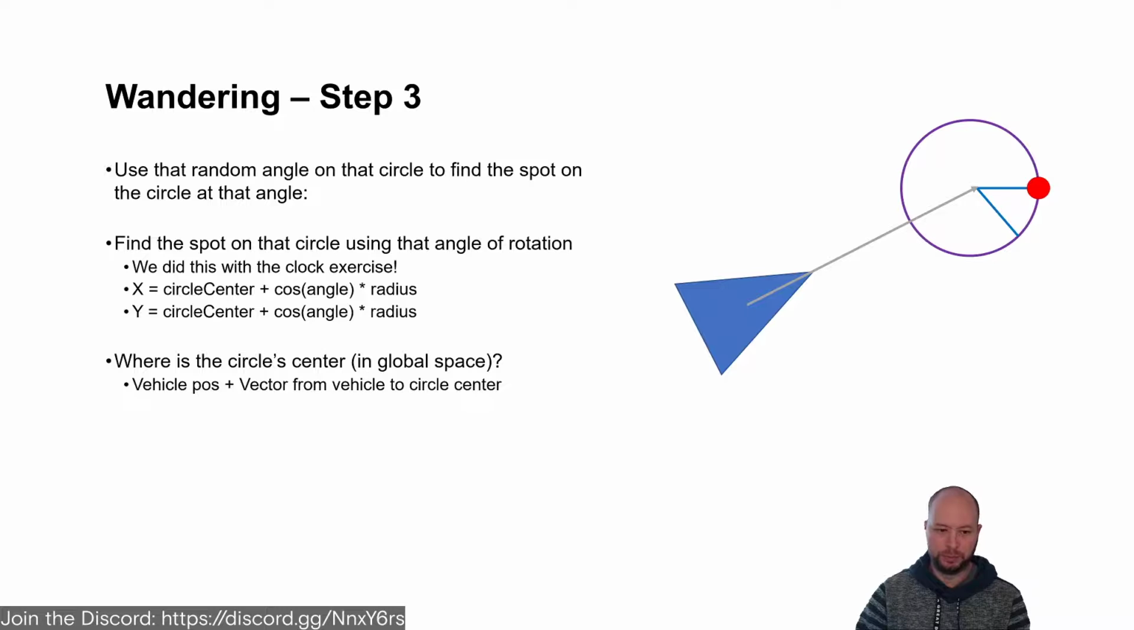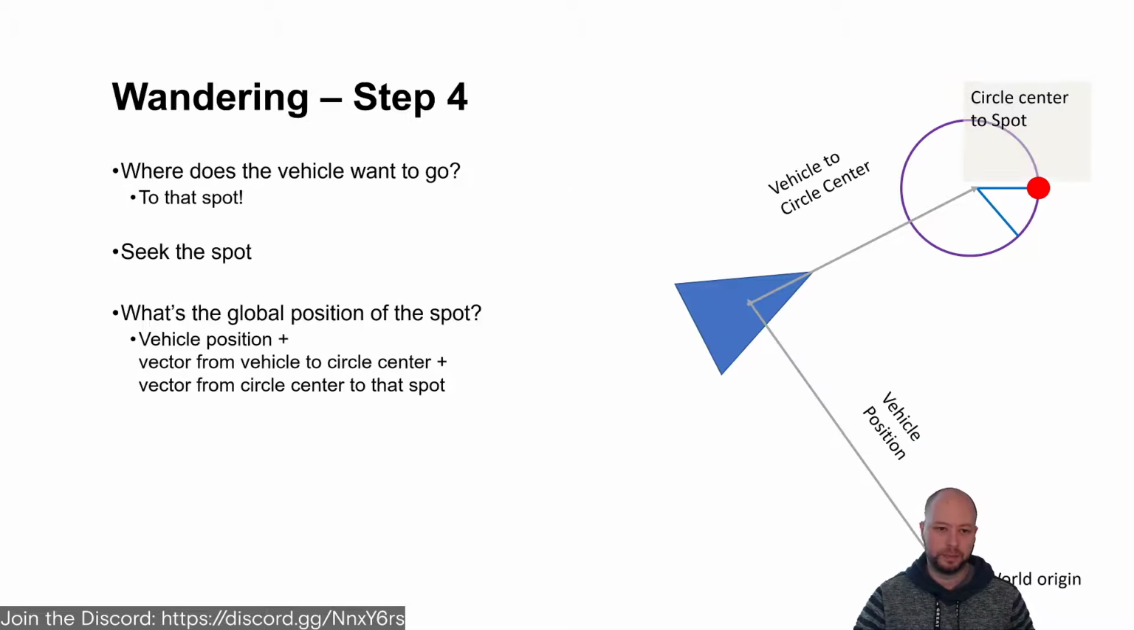the center of the circle would be our position plus the vector to the center. So the circle center, sorry, is our position plus that distance times our forward vector. Now, where do we want to go? Well, we have a spot on that circle, and now we create a seek force to that spot.